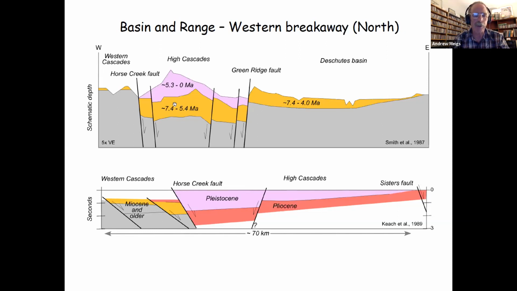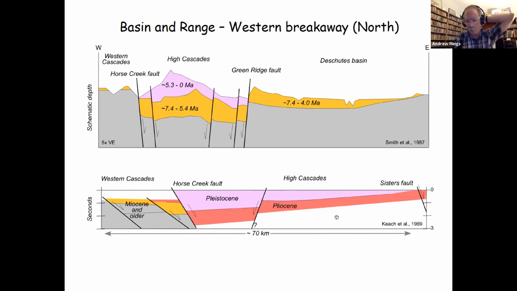And by the time you're under the high Cascades, this unit is of the same age, but is considerably thicker and is isolated, or that faulting isolates this high Cascades region from the neighboring Deschutes Basin after about 5.5 million years, because the volcanic rocks and the volcaniclastic rocks of the high Cascades were not making it into the easterly Deschutes Basin.